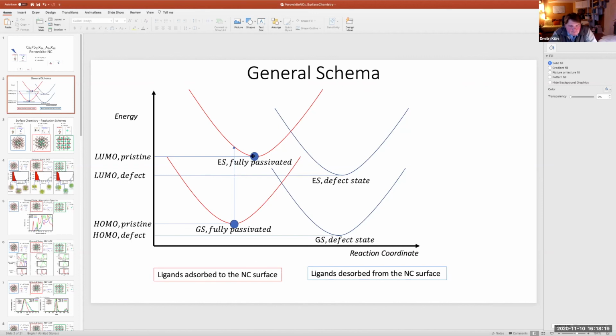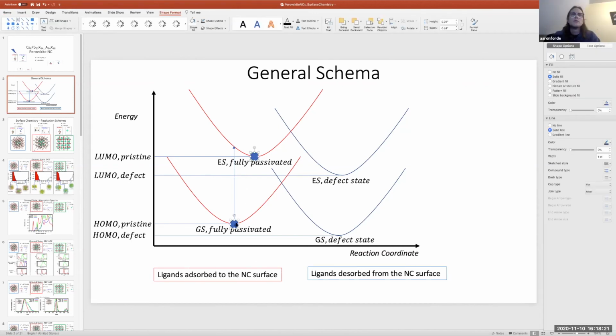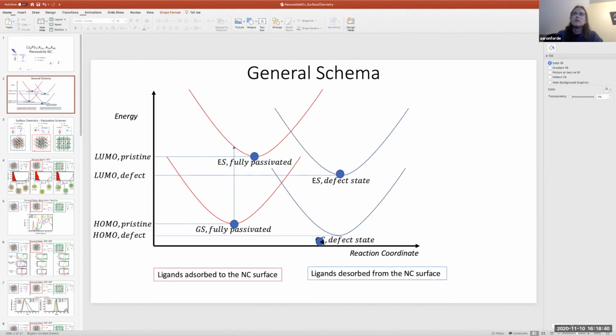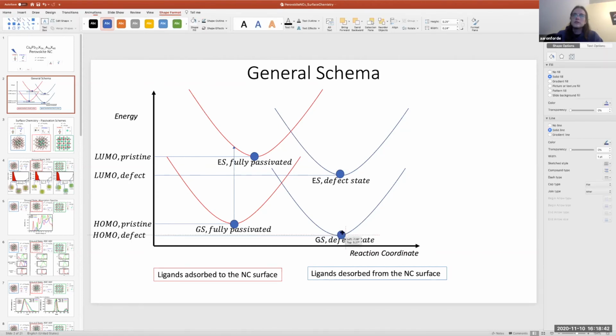So those are for when the model is fully passivated. And then I go through and browse different configurations where I remove pairs of ligands from the surface, and that would be these blue parabolas, for when the models are in a ground state electronic configuration and an excited state configuration.